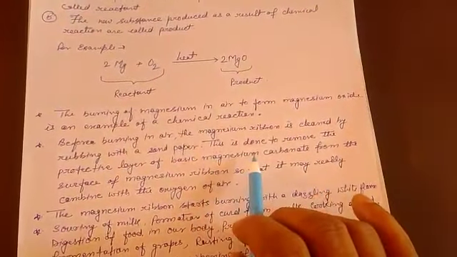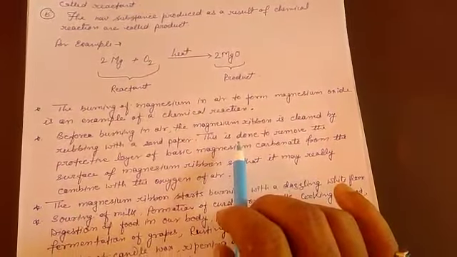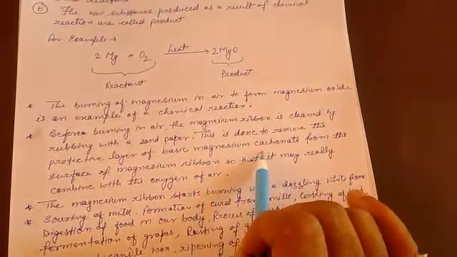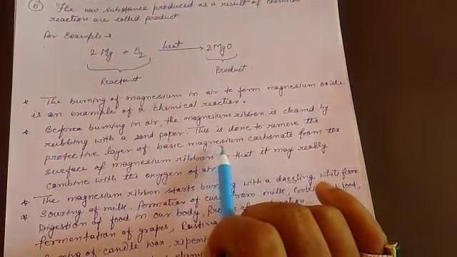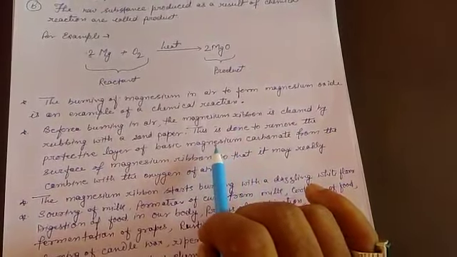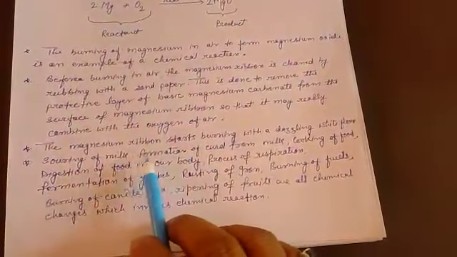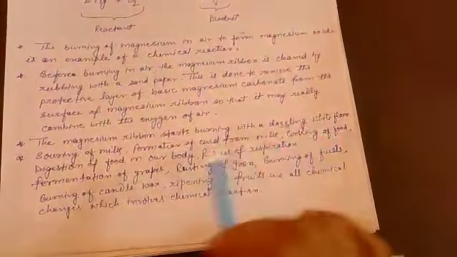This is because the magnesium ribbon has a protective layer of magnesium carbonate. To burn the magnesium, first of all, we need to remove this magnesium carbonate from the magnesium ribbon so that it burns easily. Right. The magnesium ribbon starts burning with a dazzling light and flame.